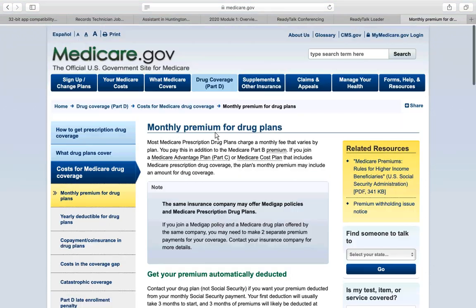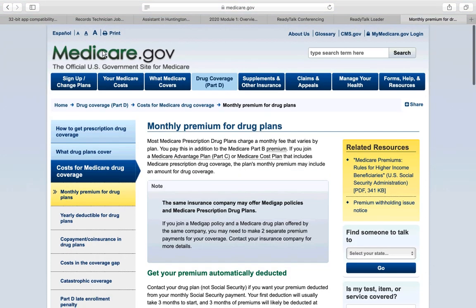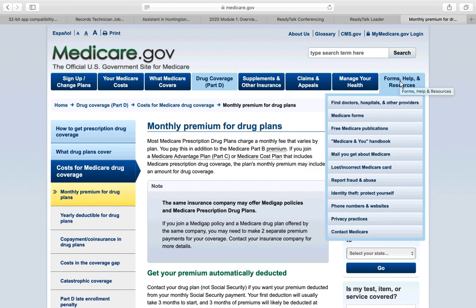All right. Other things you can find here: forms, Medicare forms. There's all kinds of different forms they have in here.